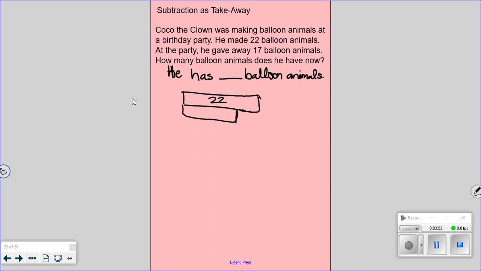Remember when we did those lines of equality? But because one of them is a little bit shorter, are they equal? No, one is less. So this is going to be the number that he gave away. He gave away 17. Now we have this little space from 17 to the end of the 22 bar. Do you see this space right here? This is a ghost space, so I'm going to make a dotted line. My ghost space.